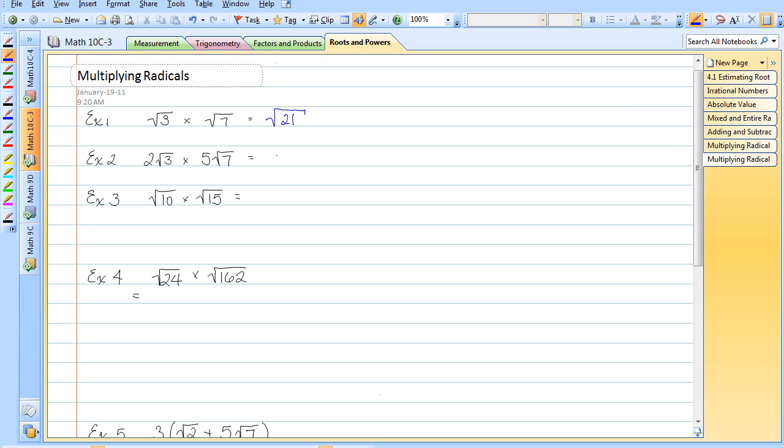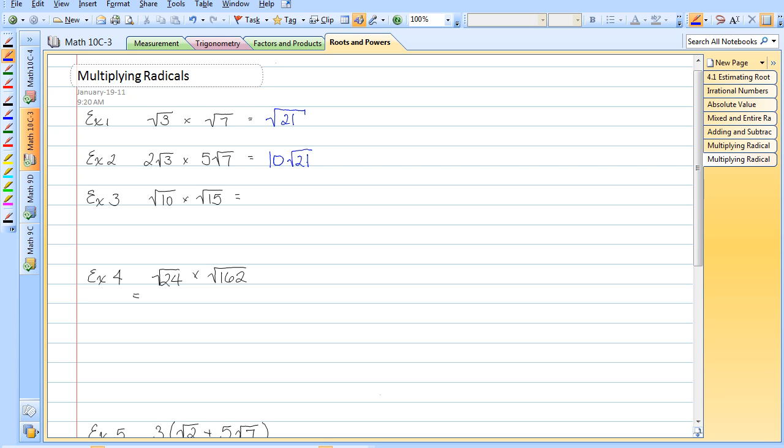Looking at example number 2, 2 root 3 times 5 root 7, multiplying the coefficients, 2 times 5 is 10, root 3 times root 7 is root 21. And again, simplified because root 21 does not have any perfect square factors.